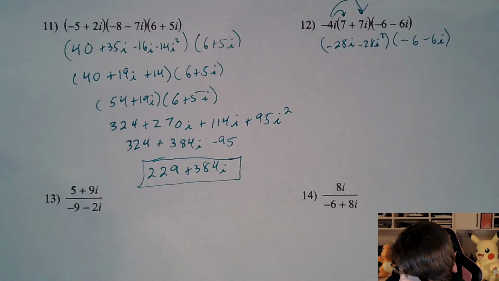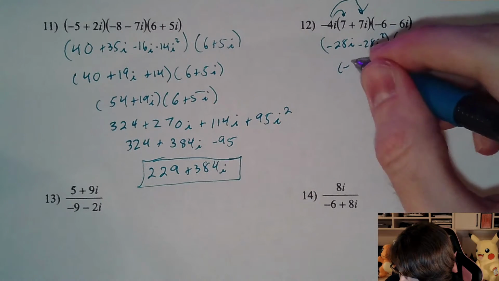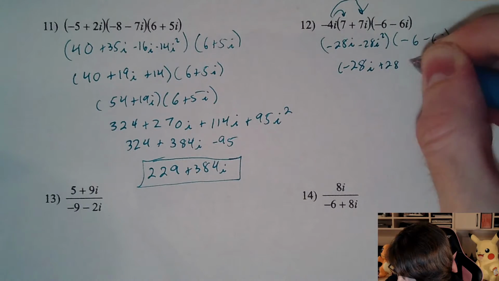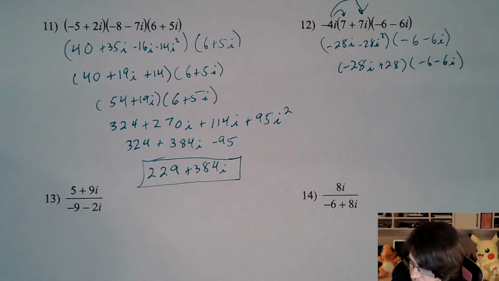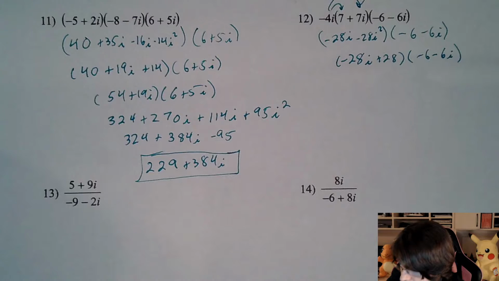Then we have this i squared here, turning that into positive 1, so that's plus 28. Now, you could rewrite it in a plus bi form here, but it's not really required. You only have to write in a plus bi form in the final step, so I'm not going to write it in a plus bi form for this step. Only in the final step is where that's needed.